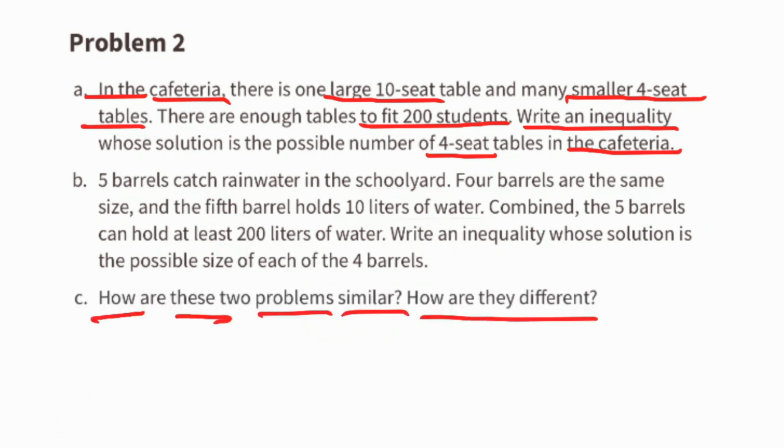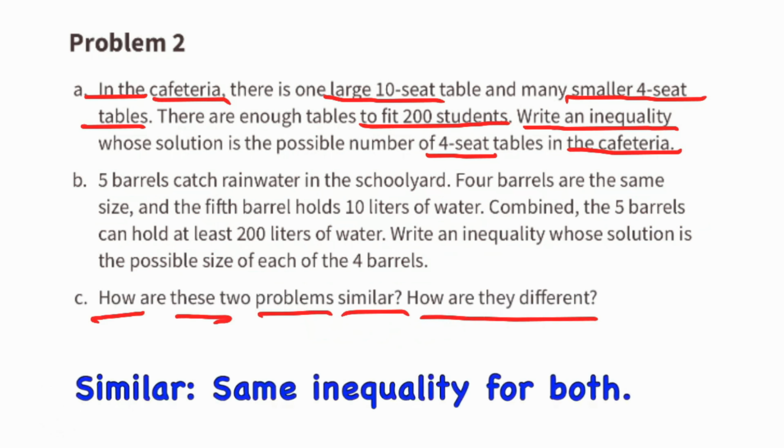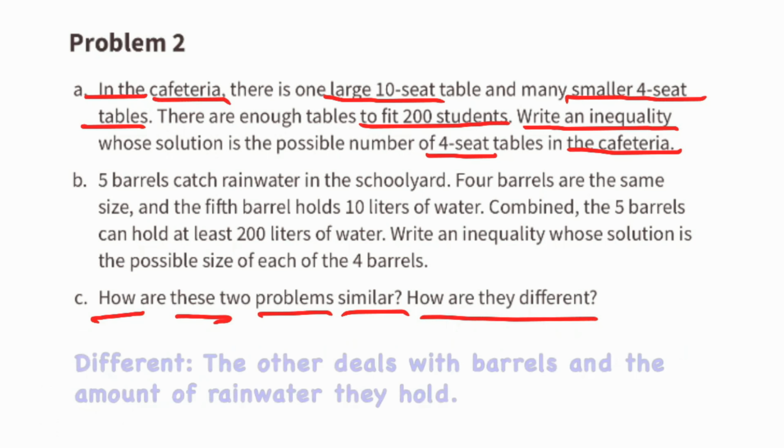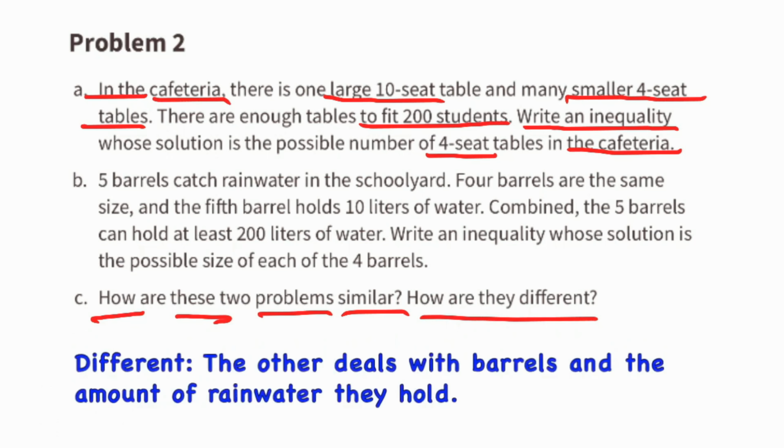C. How are these two problems similar? How are they different? They're similar because they're represented by the same inequality, and they're different because one is dealing with tables and the number of students that sit at those tables, and the other one is dealing with barrels and the amount of rainwater that each barrel holds.